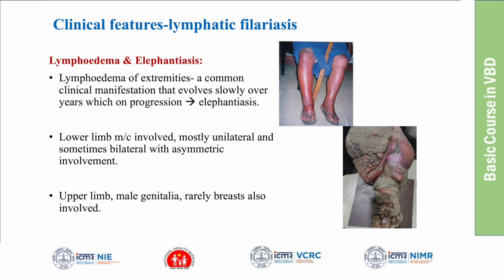Basically, lymphedema commonly involves the lower limb, and mostly it is unilateral. Only one limb can be involved, and sometimes it can be bilateral, and mostly it will be an asymptomatic involvement of the limbs. Upper limb, male genitalia, and also breast are also involved at times.